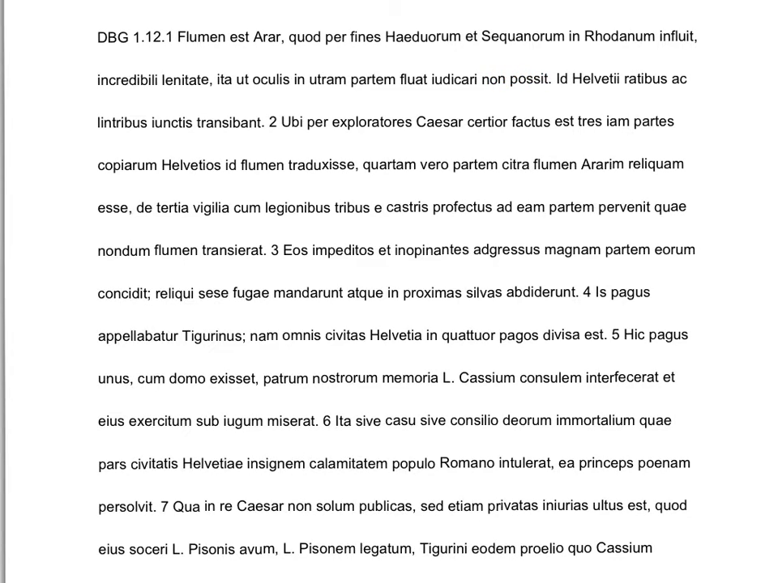Oh yay, another geography lesson from Caesar. He starts off describing this flumen, so that's a pretty easy trunk: flumen est Arar. And what do we know about the Arar flumen? Well, he's given us a quod, which in this instance is a relative clause talking about the Arar, so he describes it: per fines Haeduorum et Sequanorum, so we've got a prepositional phrase here.